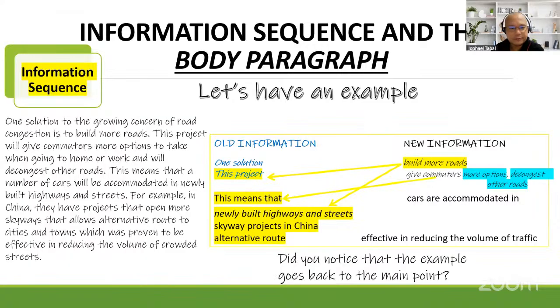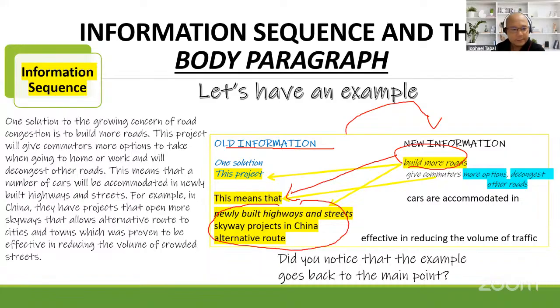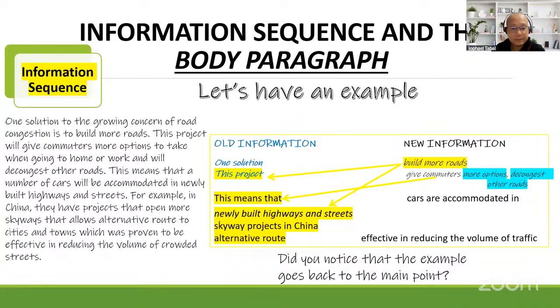So there's a relationship from previous information to new information, and then this new information becomes the old information, and so on. So if you notice here, this is the example. For example, in China, they have projects, etc. So this example here refers back to new information, which is building more roads, all right? So I think that's what you mean.